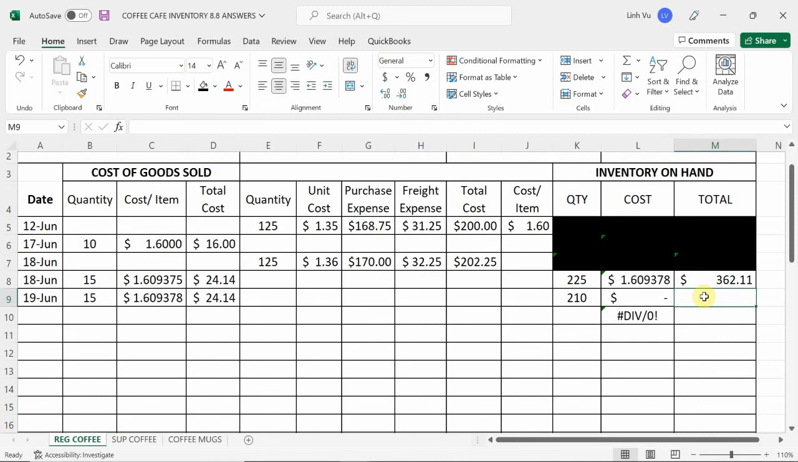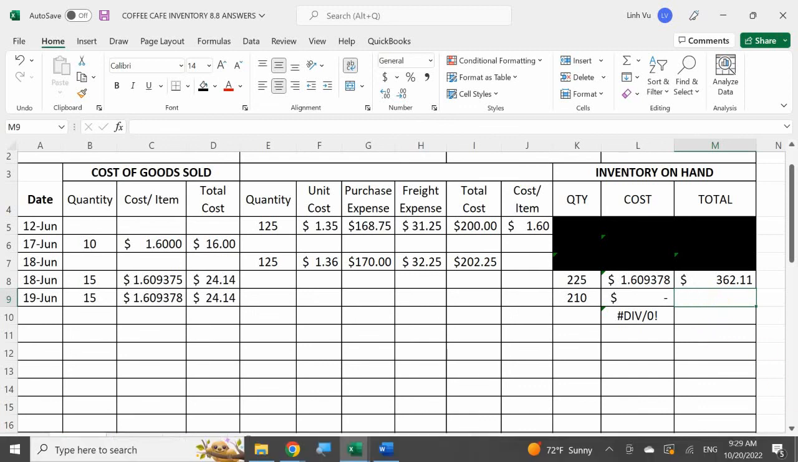$386.25. No, you added the numbers together. I just sold. Am I going to add to my inventory or subtract from my inventory? Subtract. Okay. So if you started out with $362.11 and you just sold $24.14, how much should I have left? $337.97.